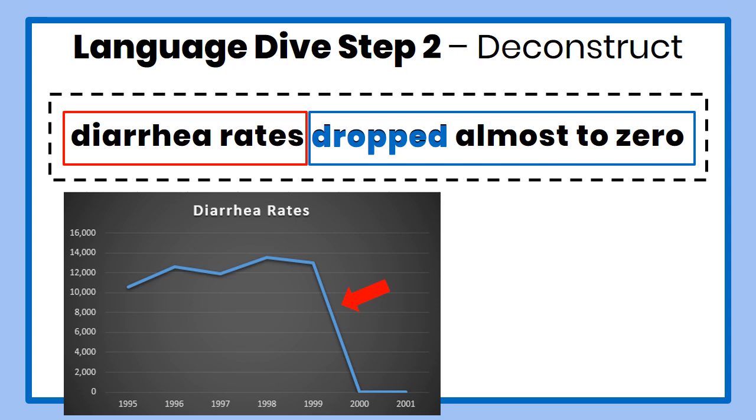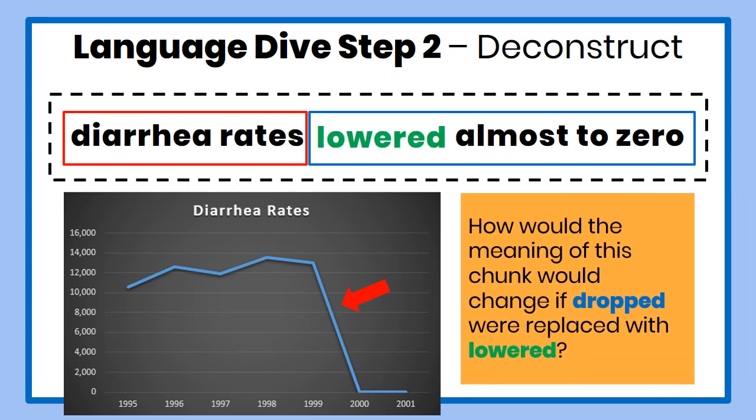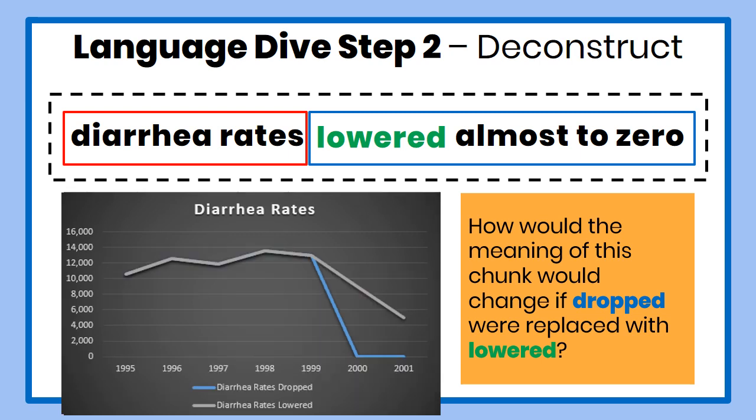How would the meaning of this chunk change if dropped were replaced with lowered? The word lowered has a similar meaning, though it could mean that the diarrhea rates decreased slower over time. Visualize the difference using the updated line graph. The blue line shows dropped rates. The gray line shows lower rates. The meaning is similar, but not exactly the same.